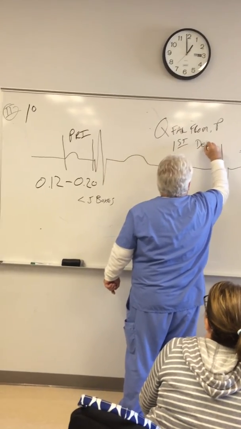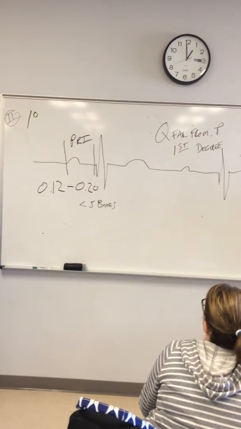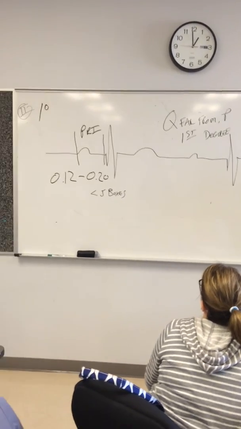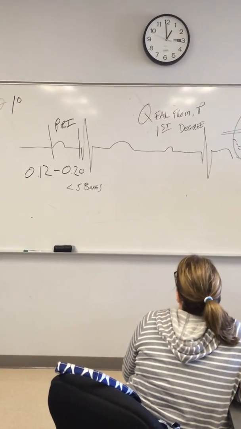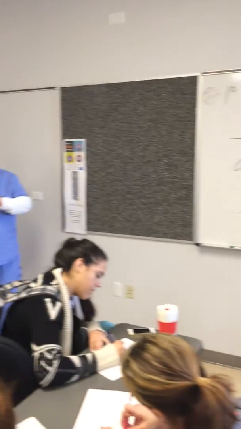First line of the poem. If Q is far from P, then you have a first degree. Stop there. That's all there is to a first degree block.